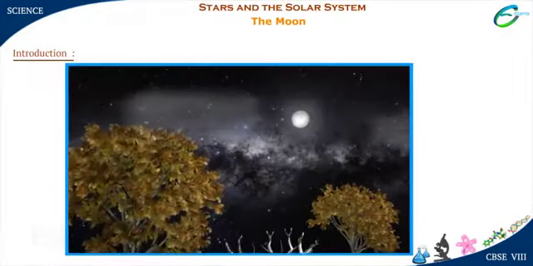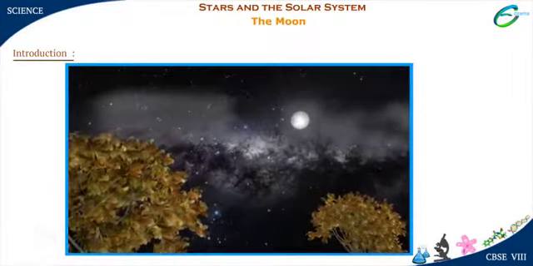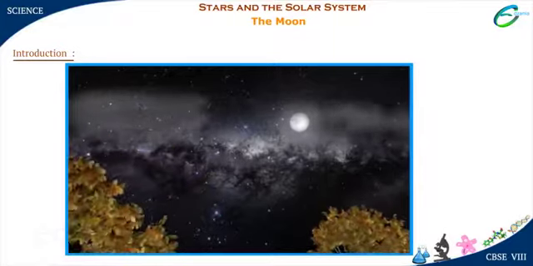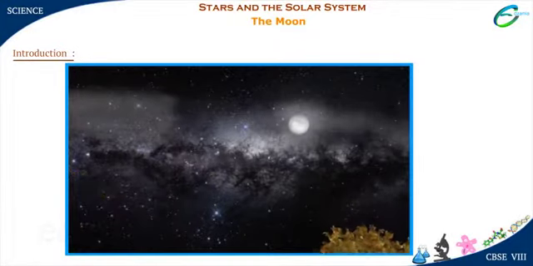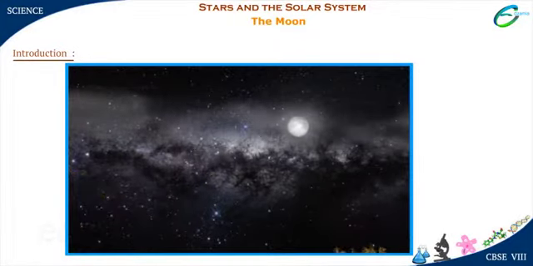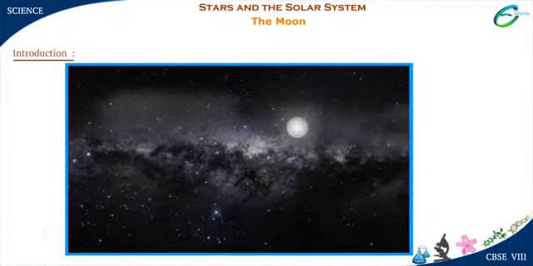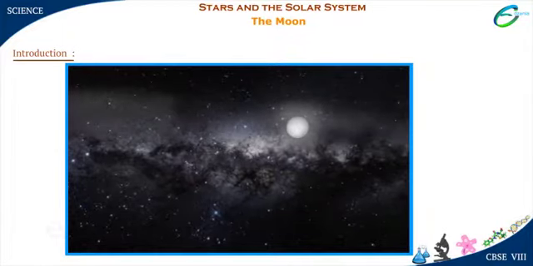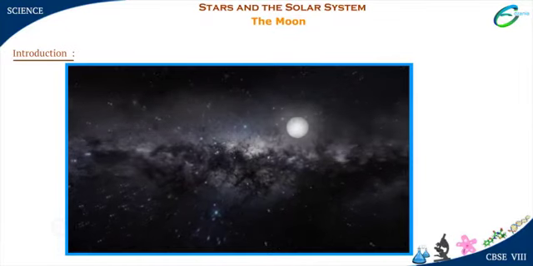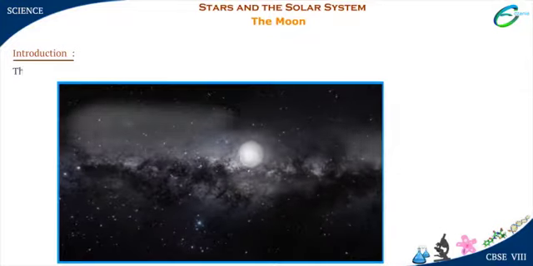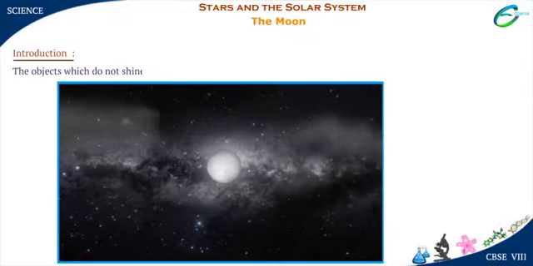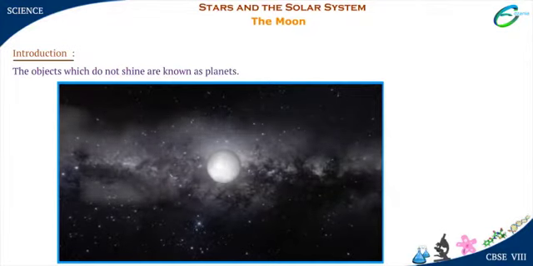Introduction. We all have seen the sky at night. Doesn't the entire sky seem dotted with countless stars? However, we can see that some stars are bright and some not so bright. Why is it so? This is because there are some star-like objects which do not twinkle, while some do. Thus, the objects which do not shine are known as planets.